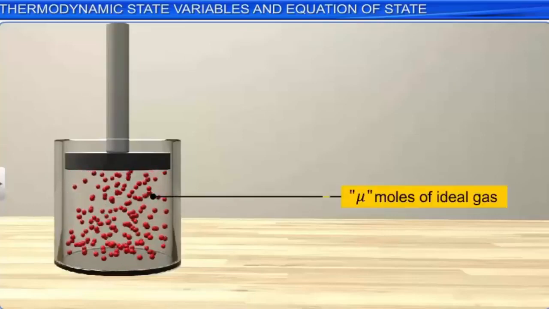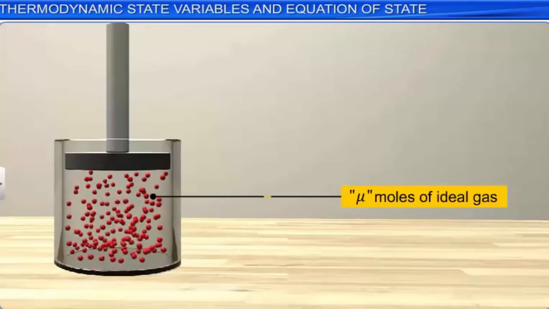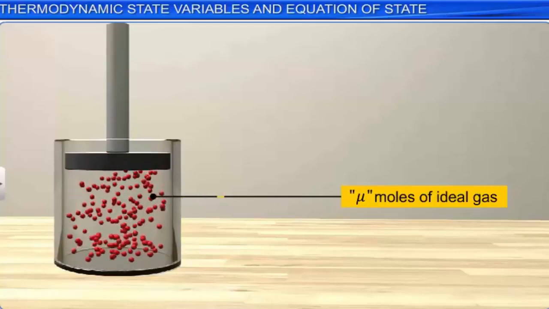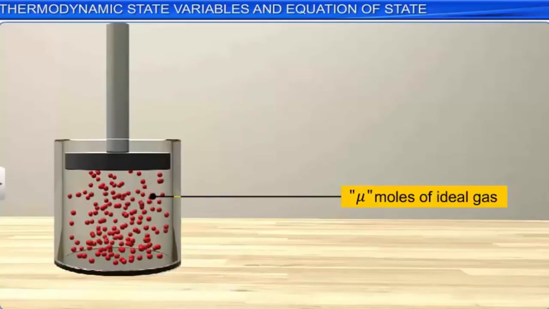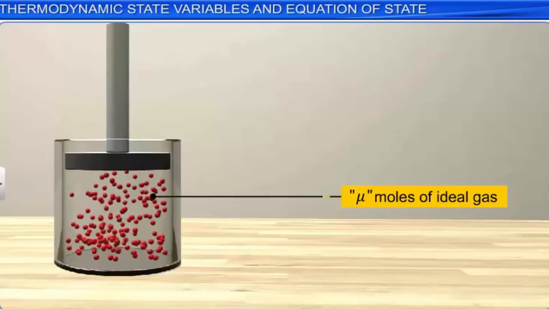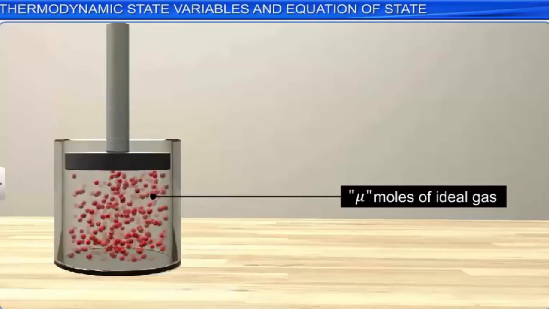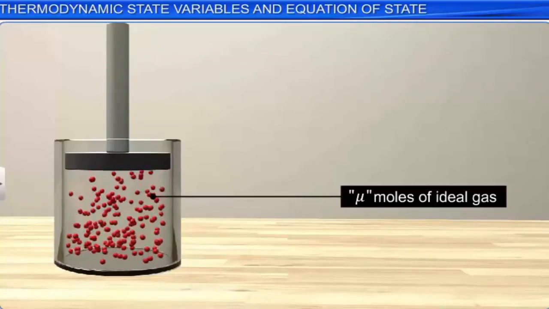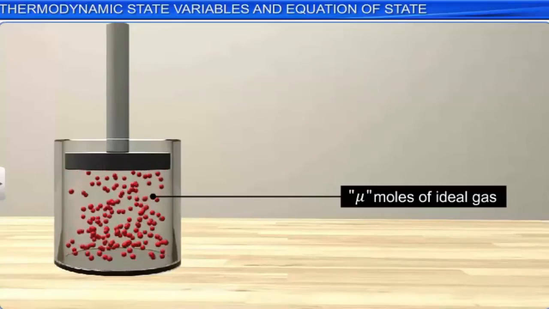For a sample of mu moles of an ideal gas in a container, the ideal gas equation PV is equal to mu RT is the equation of state. From this relation, we can understand that of the three variables P, V and T, only two are independent and the third one depends on these independent variables.